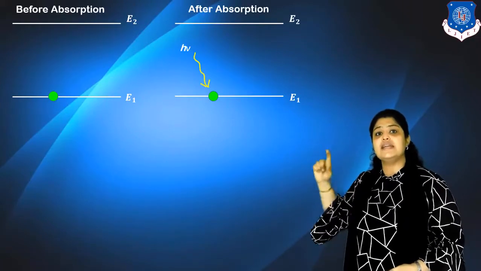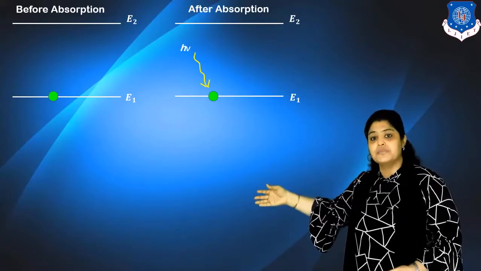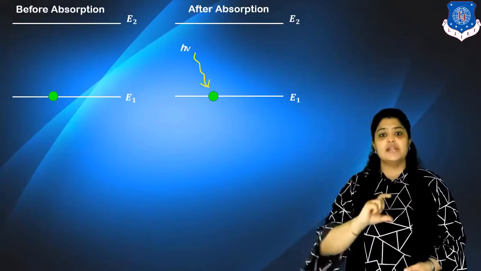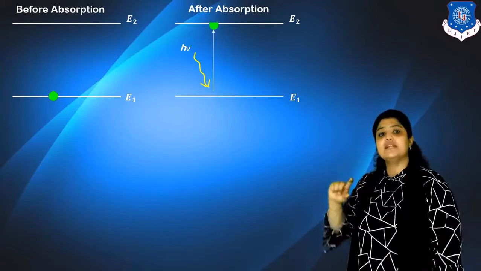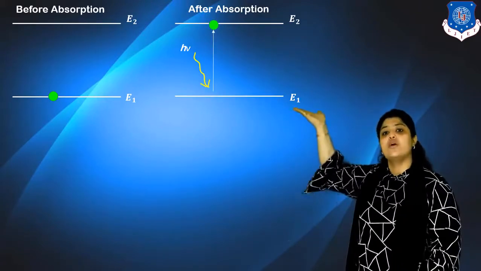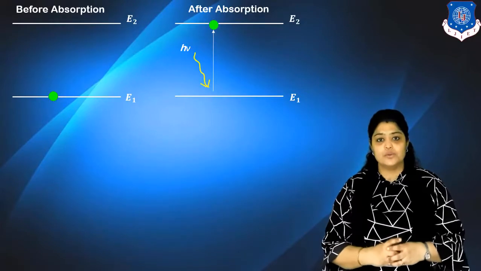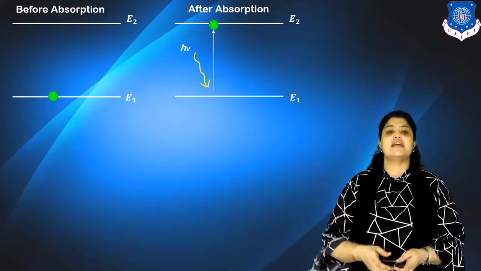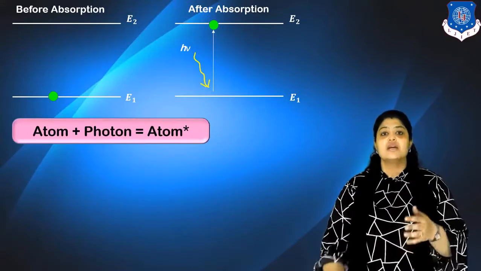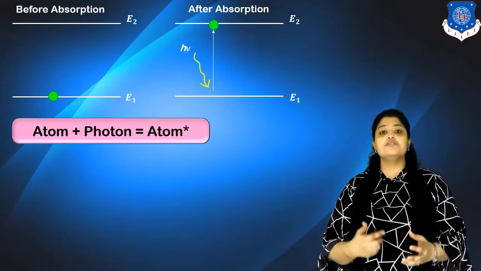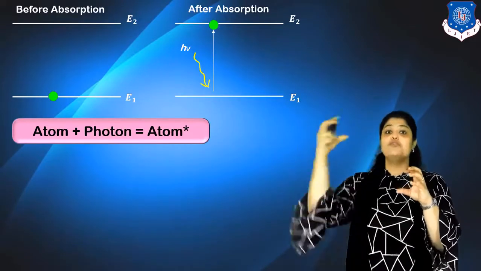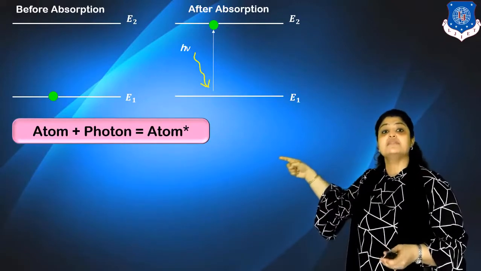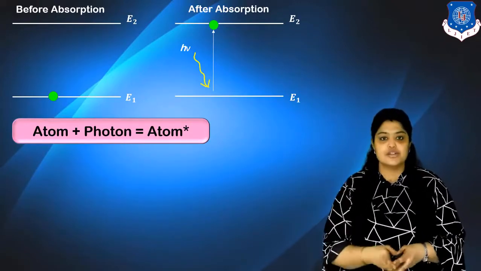If there is a light incident on this atom, that is h nu, which should be exactly equal to or more than the difference between E2 and E1. So what happens if this light is incident? This atom moves on to the higher energy level E2. That means the atom has taken the energy h nu and it has excited to the higher energy state. Here I can say atom plus a photon. There was only an atom, a photon was incident and the atom becomes an excited atom, which is denoted by atom star, which means it is now in the higher energy level.